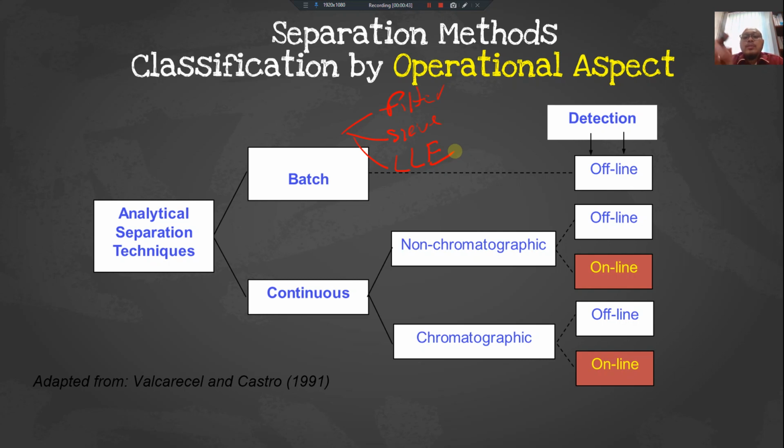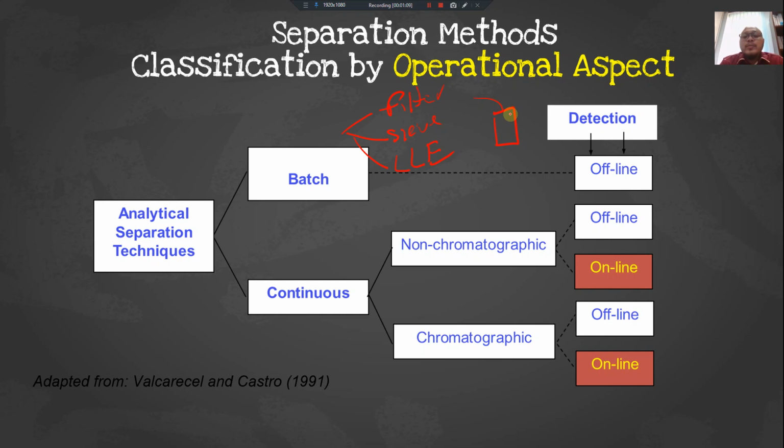So by batch, the detection is offline. It means that you cannot put the detector, you cannot automate the system. It means that after you use the filter, only after that can you dissolve, and then go for the analysis. For example, using UV, or using HPLC or using FTIR. So you cannot automate them.